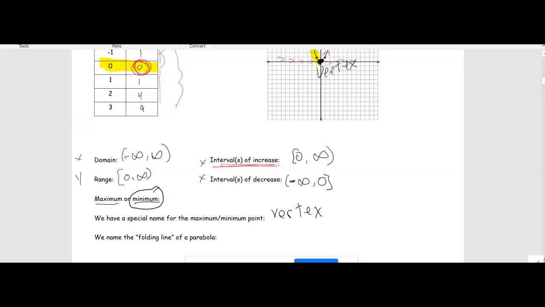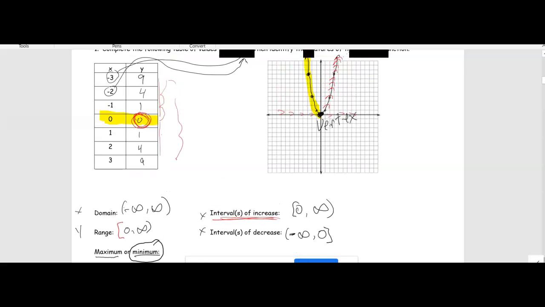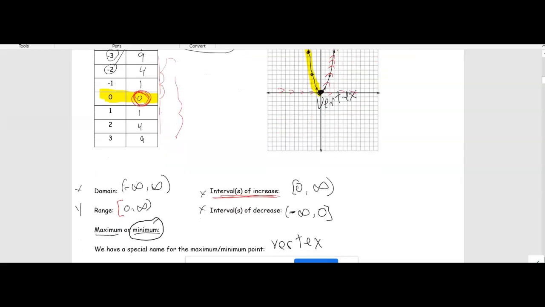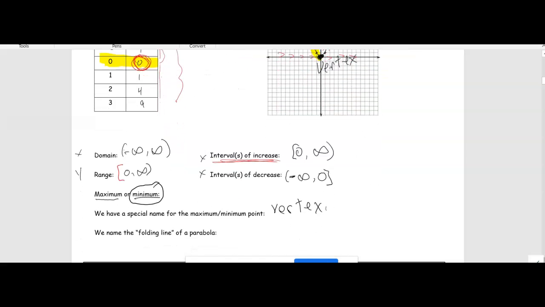The other new word. So we have a few new words here today. The parent graph, we haven't alluded to that fully just yet. We'll talk about what that means more in a minute. The other new thing is the idea of a vertex, the high point or low point in your parabola. We also have what we call a folding line about a parabola. We'll talk about that in a minute, but a new little word or phrase is what we call an axis of symmetry.